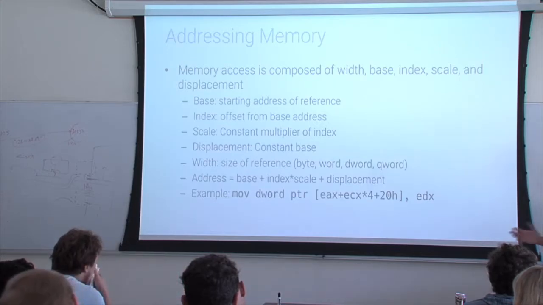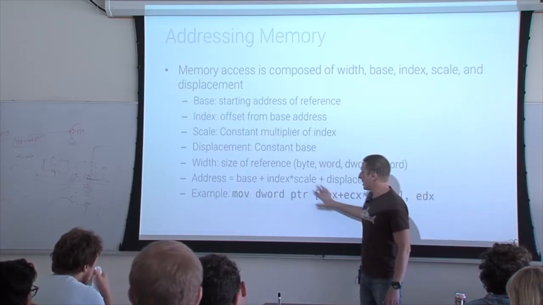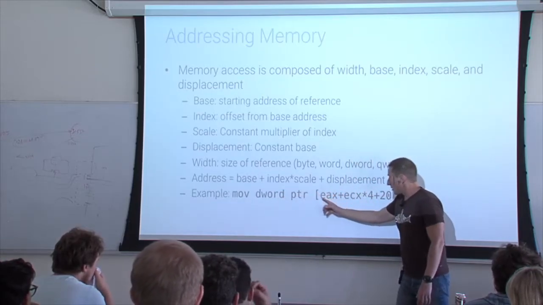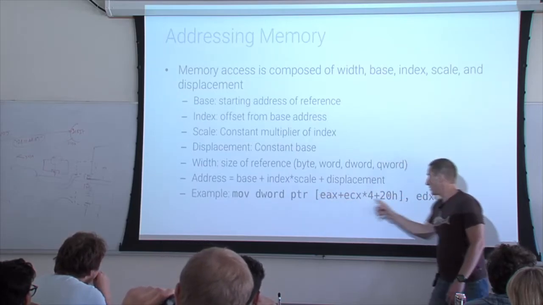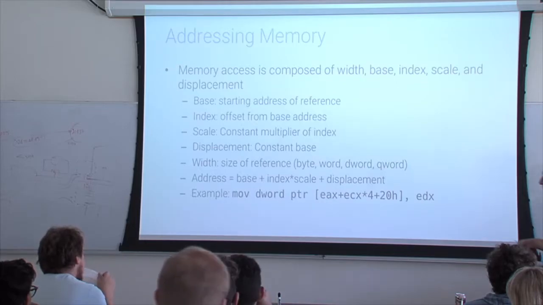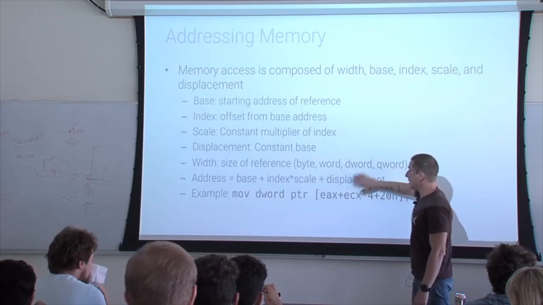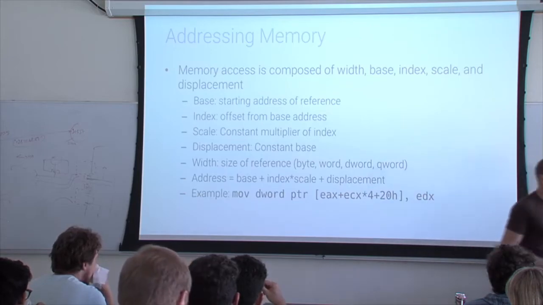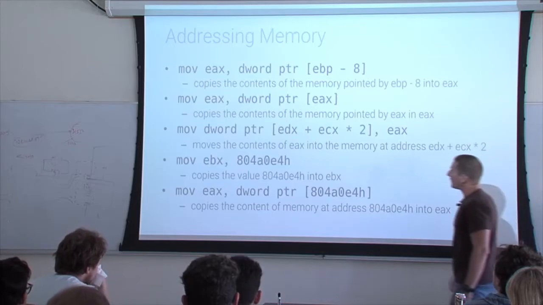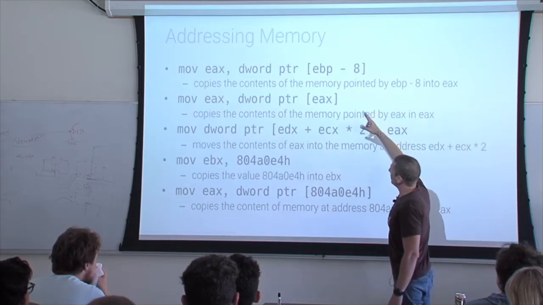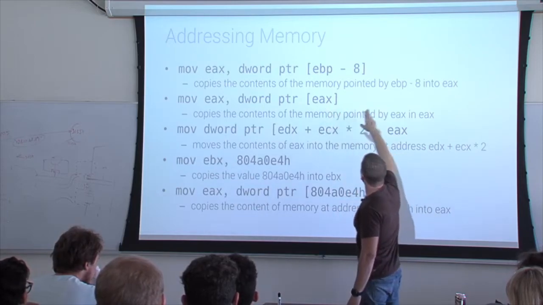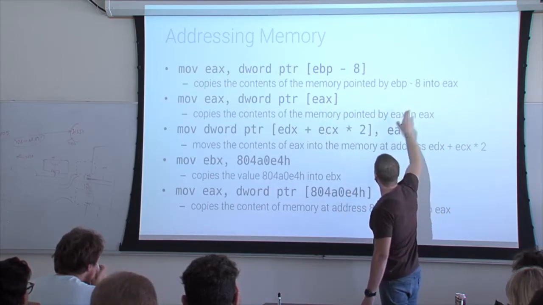And in this case, this would move the content of the cell at this address, so it's dereferenced, into the register EDX. Of course, this could also be that we put EDX into the content of this, depending on what convention you are using at that moment. For example, in this case, from the description, you can see that we move the contents of the memory pointed by EBP minus 8.